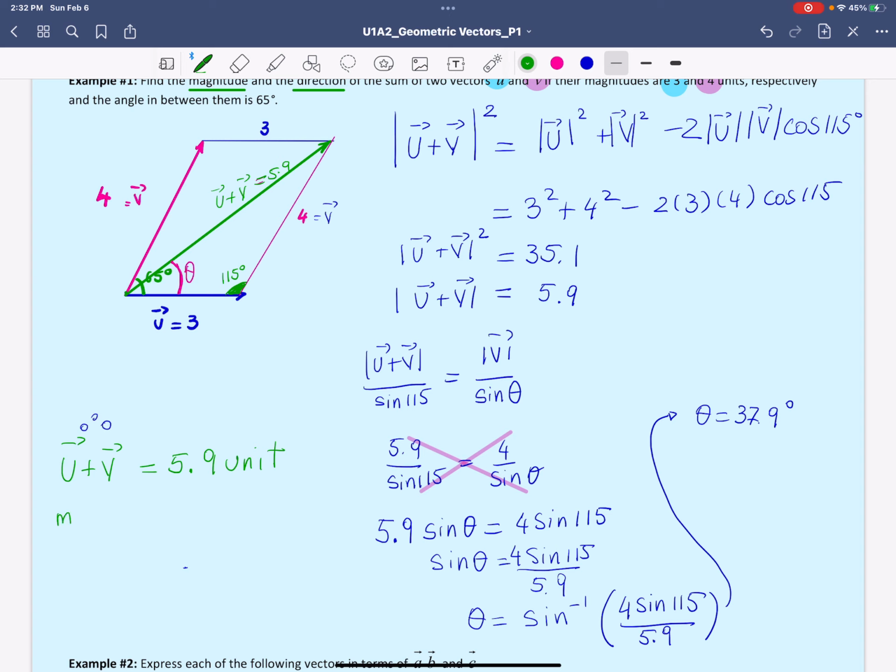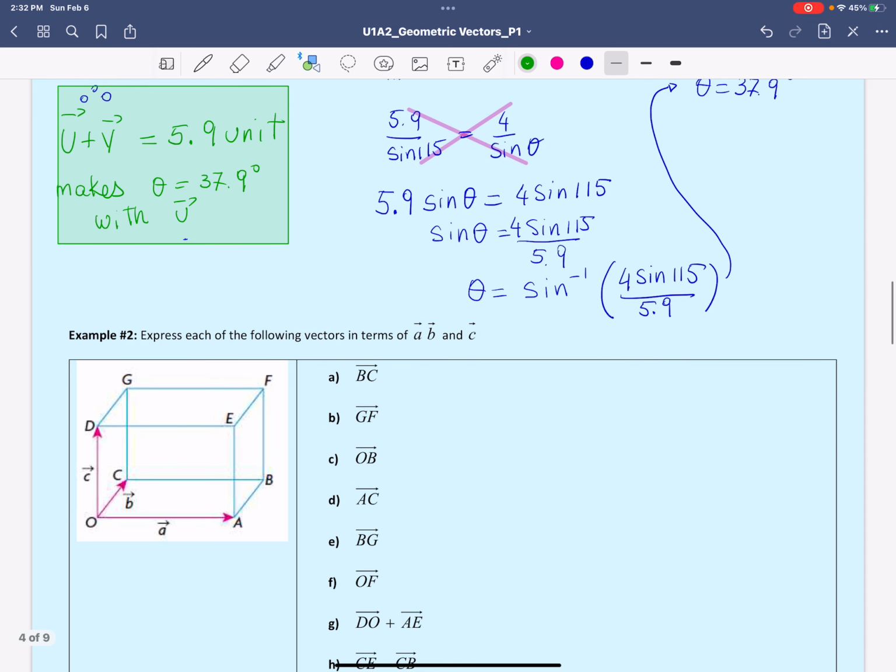And it makes an angle theta of 37.9 degrees with vector u. And voila, that's the answer. Let's take a look at the next example.